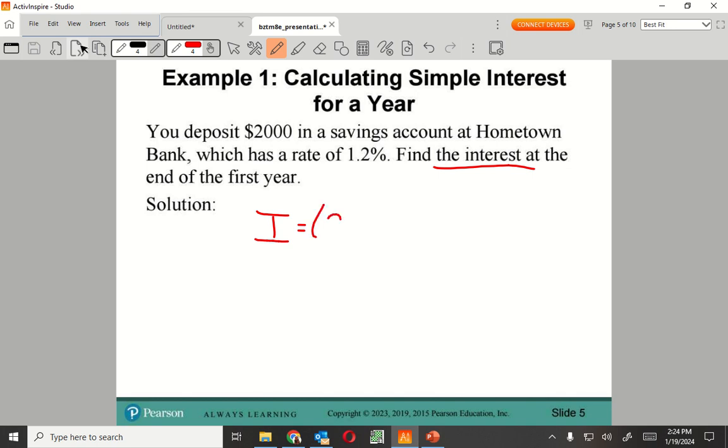$2,000 times rate. What am I going to write for my rate here? Point what? 0.012. Not 0.12, because if you go 0.12, wouldn't that just be 12%? And that's going to be a big difference there. And how many years? 1 year, right? After the first year. So I'm going to put a 1 right here.